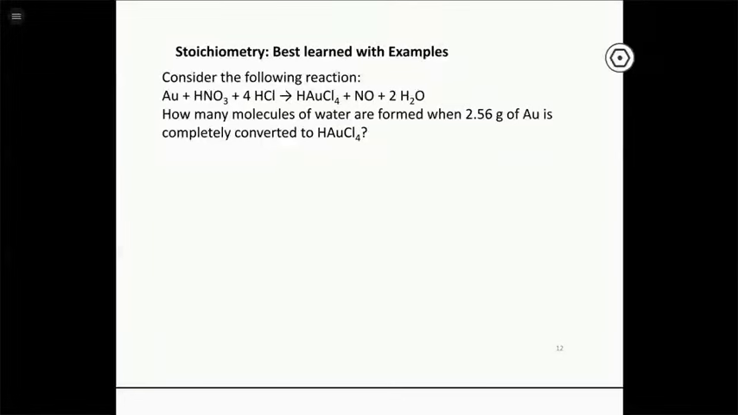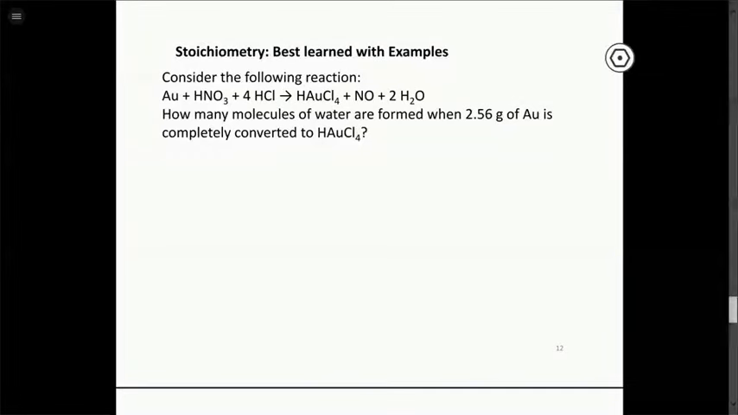This is how you can dissolve gold using what's called aqua regia. You take gold, you mix it with nitric acid and hydrochloric acid, and you form this soluble compound of gold and then some byproducts. So we want to know how many molecules of water are formed when 2.56 grams of gold is completely converted into this product here.